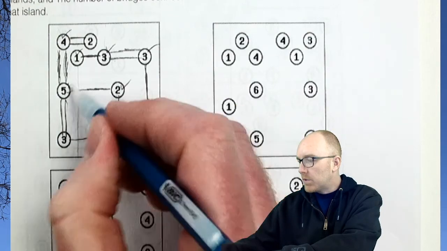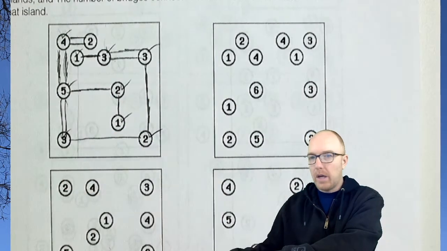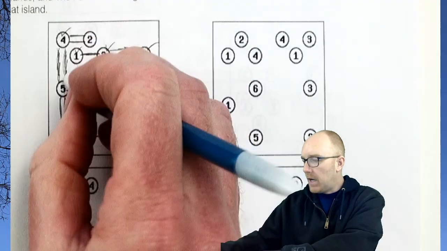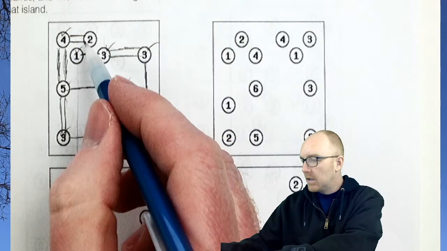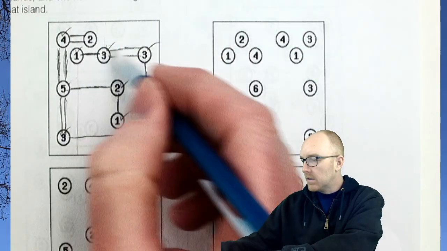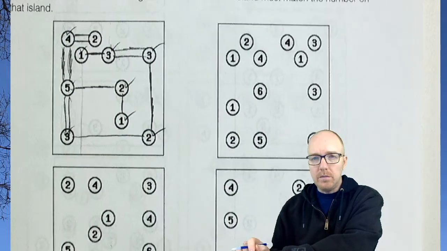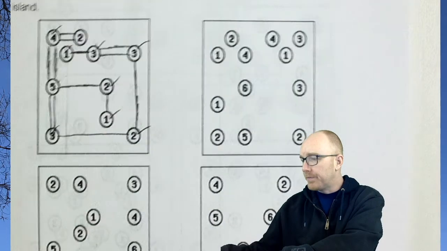So, what we have here, ladies and gentlemen, is a completed puzzle. Notice that if I wanted to go anywhere between these islands, I can get anywhere I want to go. And that's one puzzle that we have completed.